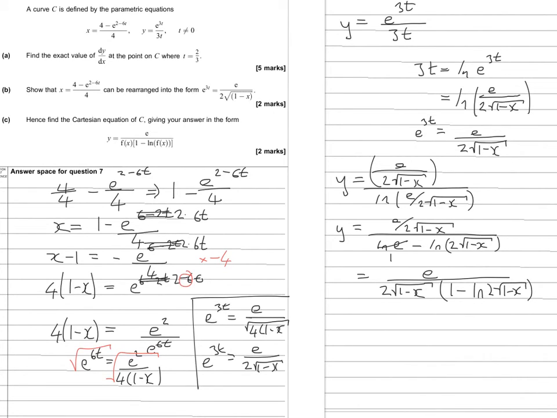Okay, so if I look here, f of x is equal to 2 root 1 minus x, and so that's the form that's been given. Okay.